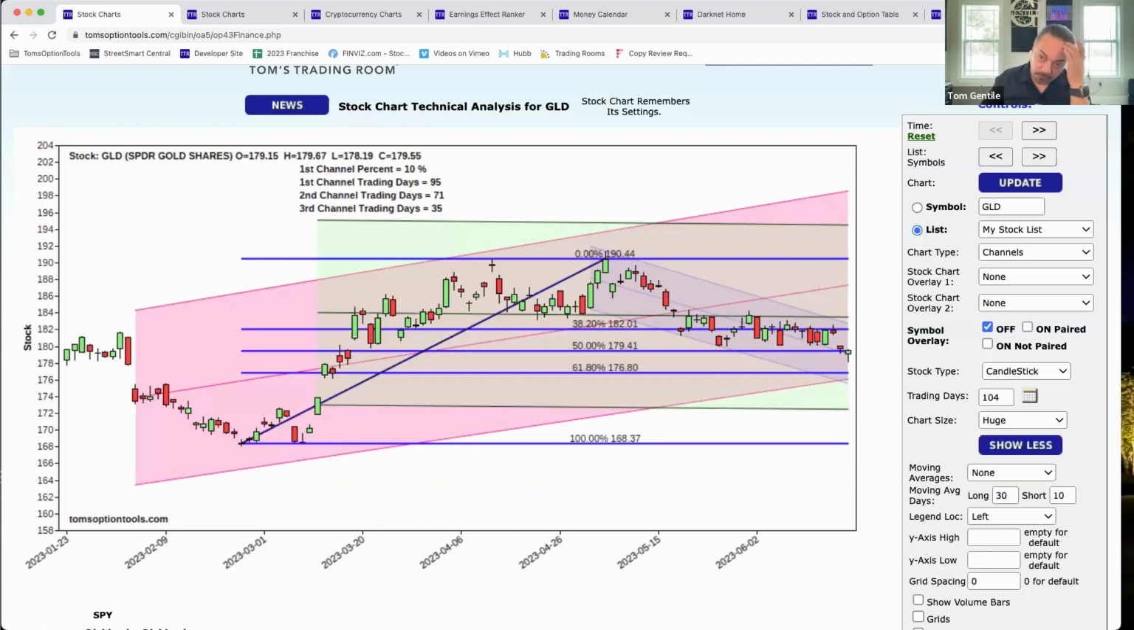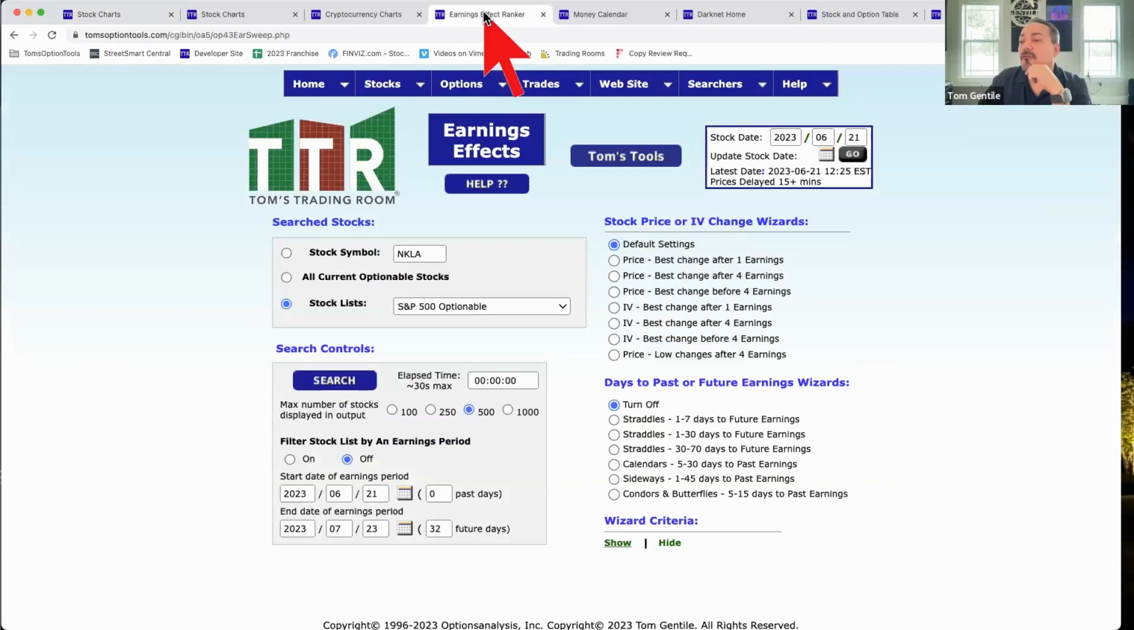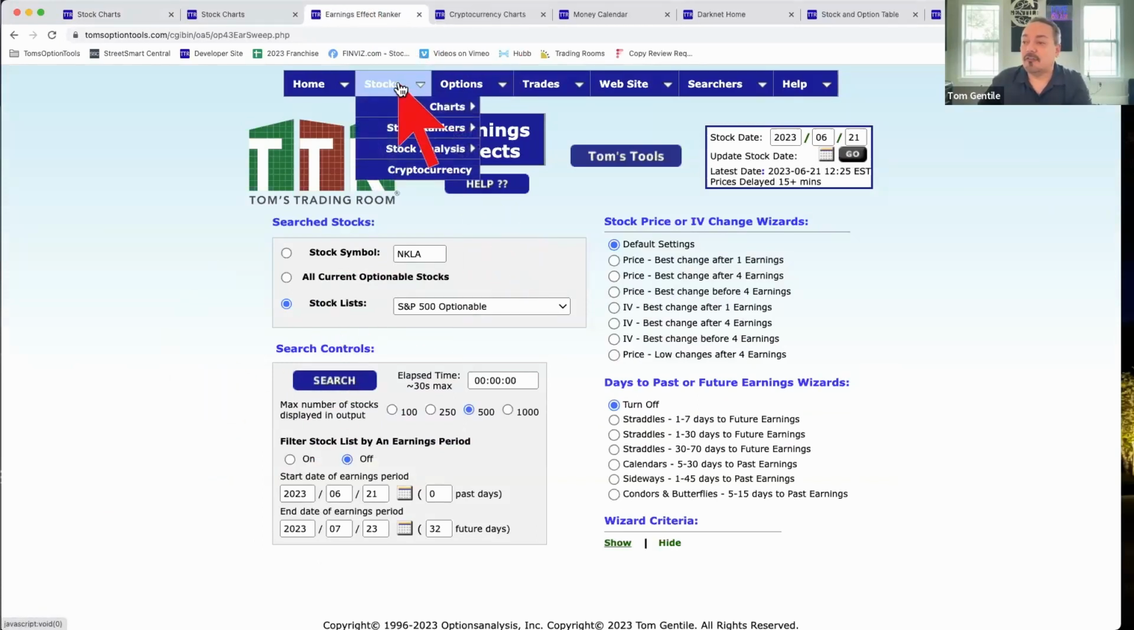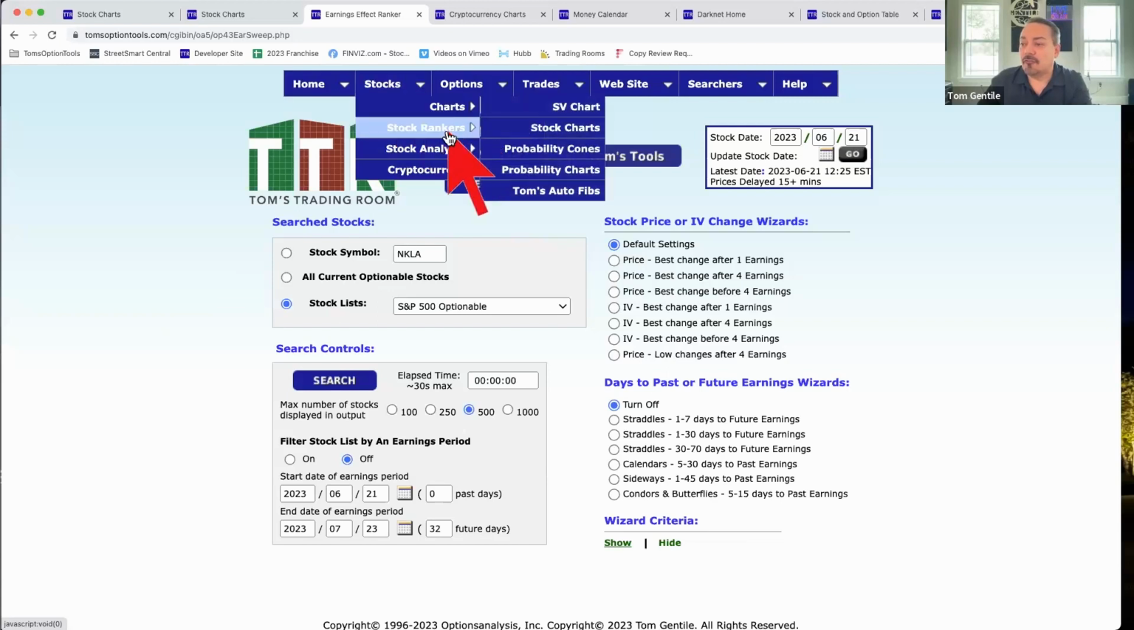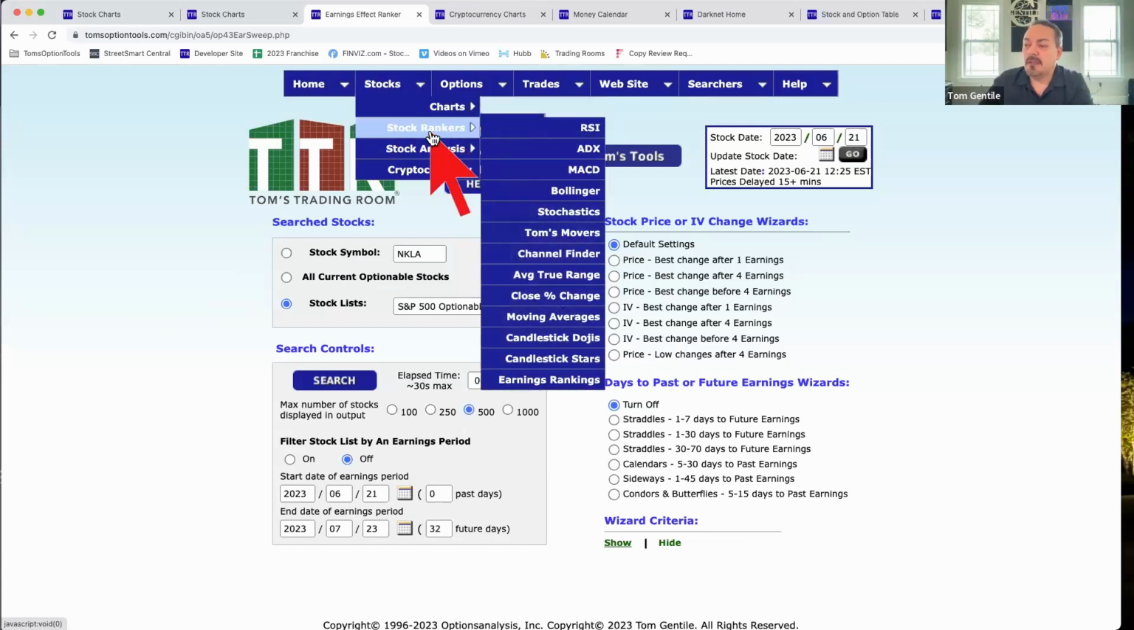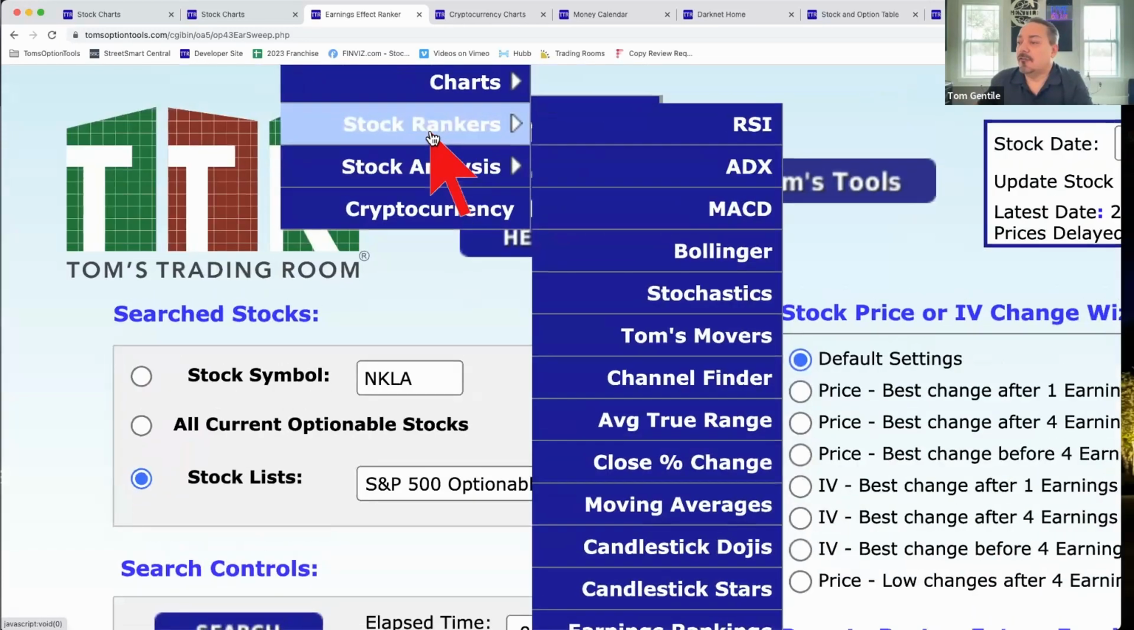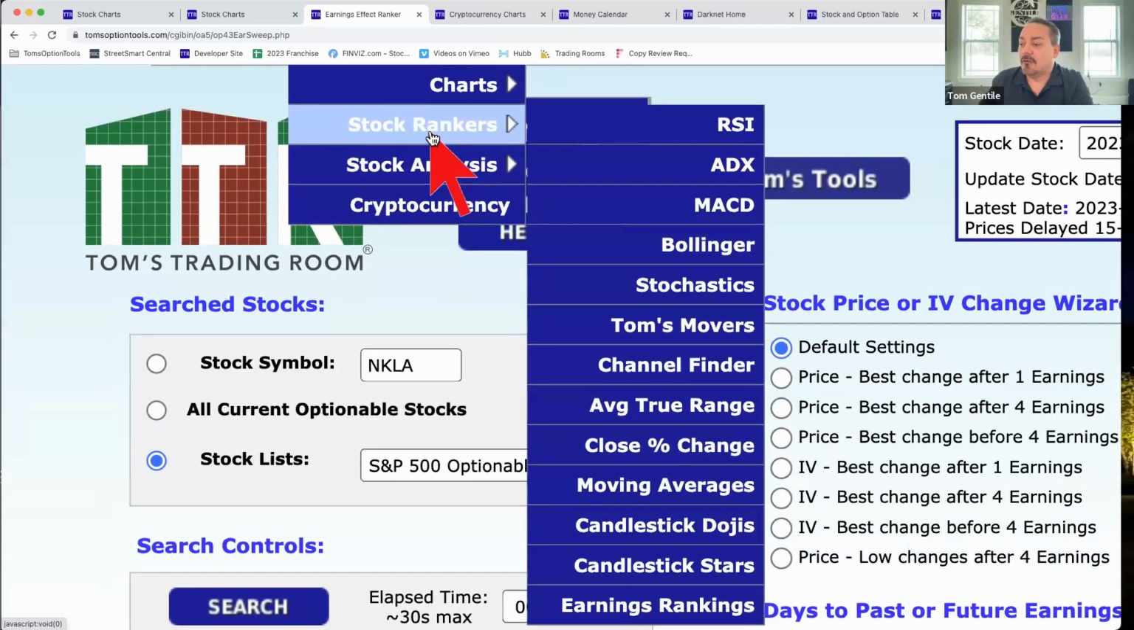So this brings us into one of the very first patterns that we've created, and that is an earnings effect ranker. An earnings effect ranker is something in our stock analytics. So if you go to stocks, we have more than stock charts. We have rankers, and we can do rankings on all the stuff you see here to the right, from RSI, ADX, etc.